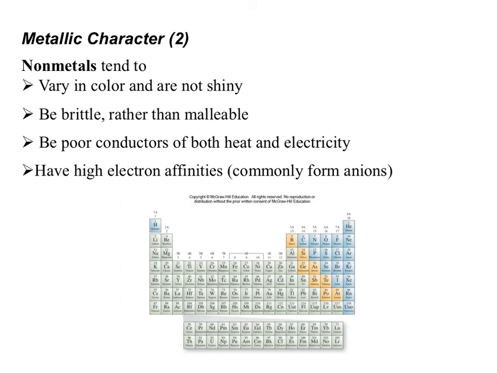Nonmetals tend to vary in color and are not shiny. They are brittle rather than malleable. They are poor conductors of both heat and electricity and have high electron affinities, so they commonly form anions. They are the elements depicted in blue on this periodic table.